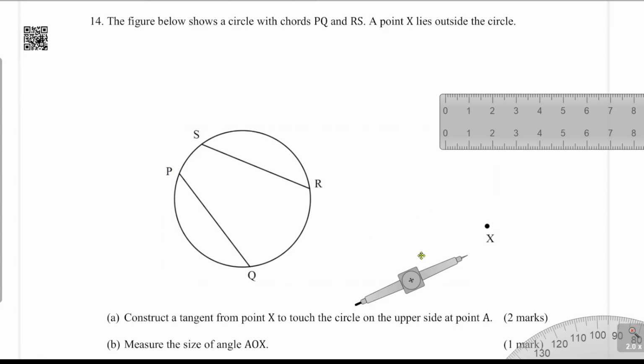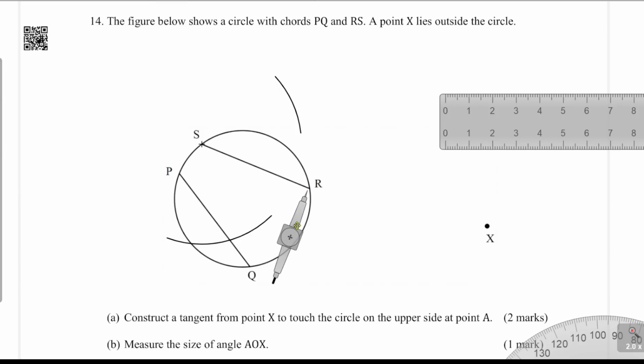So we get the perpendicular bisector of SR. You stand at S, then with any radius of your choice, make sure you open this one more than a half of these, because that radius should be more than a half of the line SR. So standing at S, with that radius you mark an arc. And then you mark another arc there.